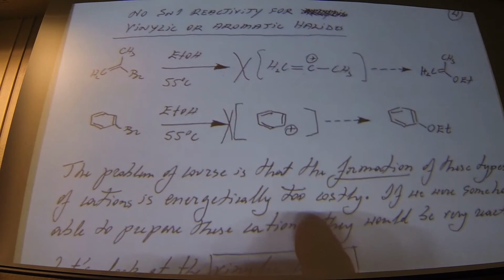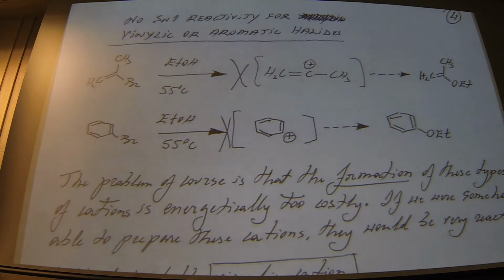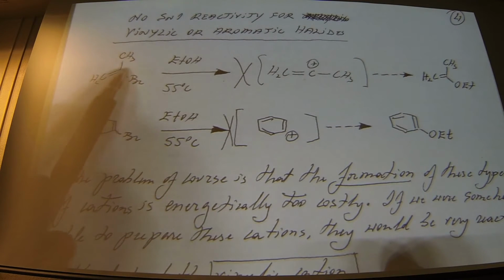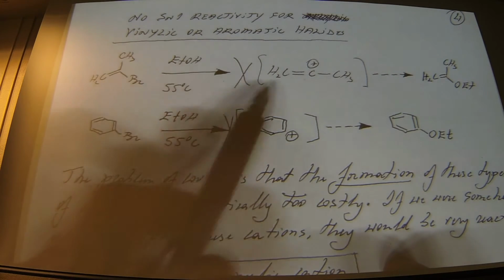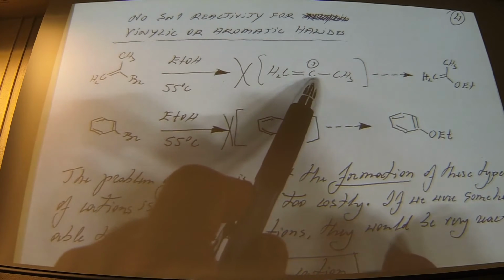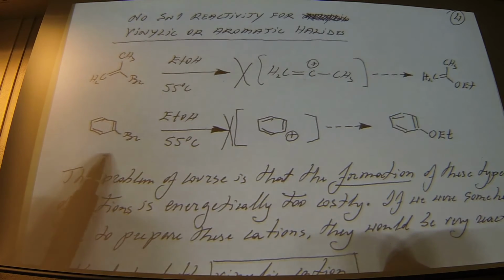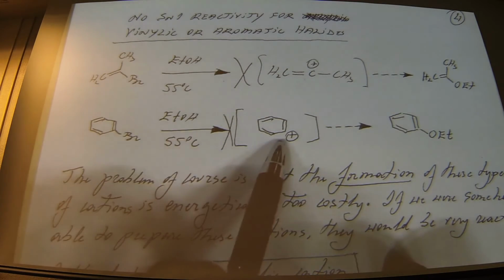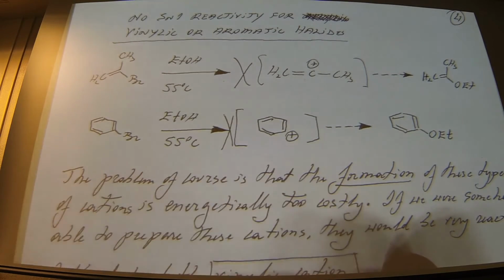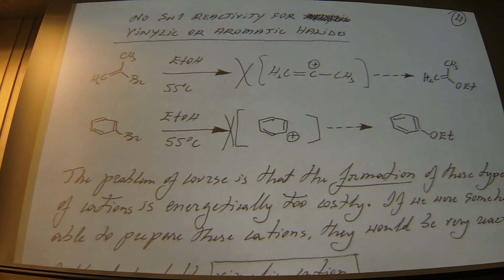Now, what about SN1? Do SN1 reactions take place? And you already know the answer because of what we just said. No SN1 reactivity. So no SN2 on sp2, but also no SN1 on sp2. And so you can imagine taking now this 2-bromopropene and doing a solvolysis in ethanol to get a cation. Well, I can write that, but you know what? That never happens. And you can imagine taking bromobenzene and doing a solvolysis in ethanol. I can write that cation. That never happens. And so these reactions don't take place.